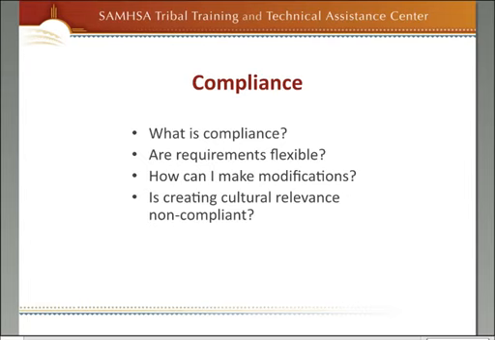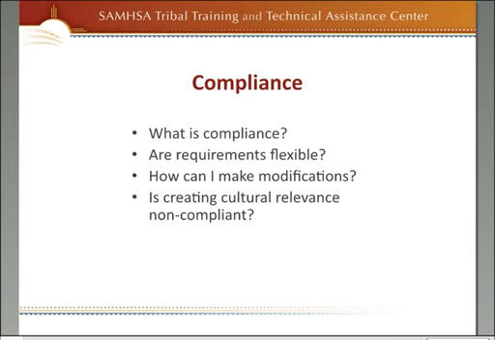Okay, so we're going to move on to compliance. In terms of what this means in the Native Connections context, what is compliance? Well, it basically means that when you apply for a Native Connections grant or any federal grant, your notice of award becomes your legal document that explains what the requirements are, what the expectations are, and will outline for you what it is that you need to do over the course of your grant. So staying in compliance means meeting the stated expectations in that notice of award.